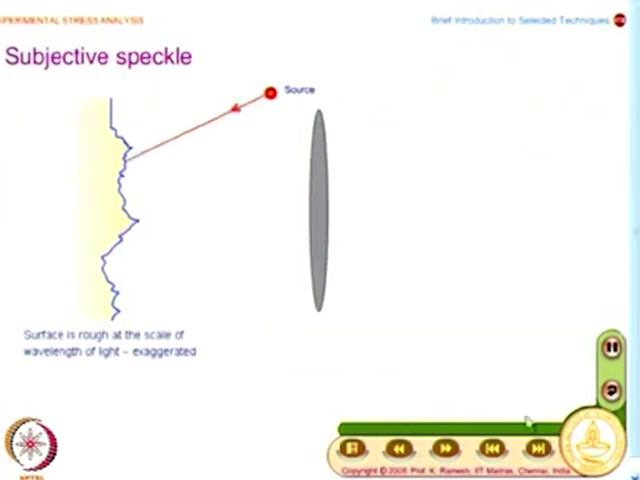The moment I go to subjective speckle, the difference is that in between, the screen, I put a lens. Lens is the key aspect. What happens on the surface is the same as what was seen in objective speckle, but what is recorded has a subtle but important difference, and subjective speckles are very useful. Speckle interferometry uses only subjective speckles, and we have an advantage. And let us see the formation of speckles here.